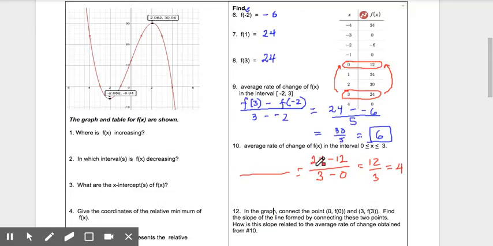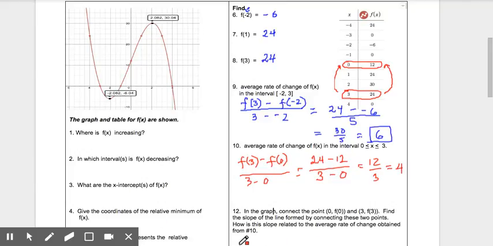This is the same as, where did we get this number? This number is f of 3 minus, this number is f of 0, over 3 minus 0.